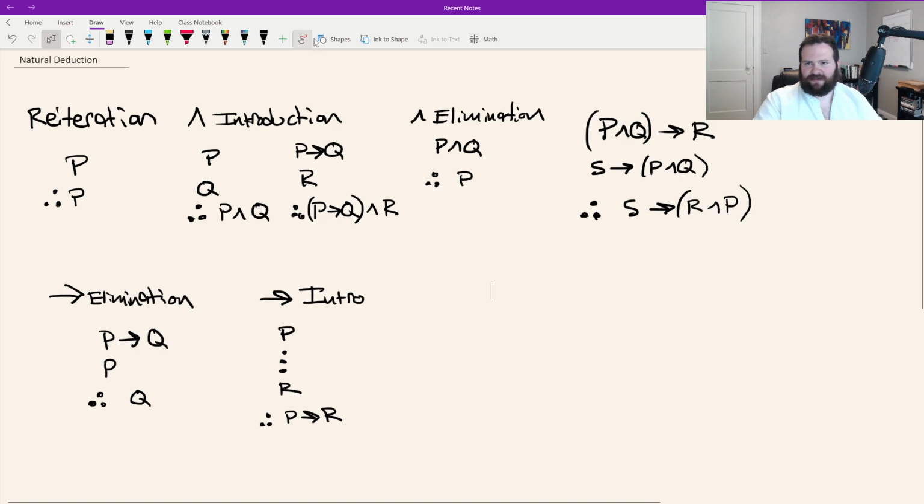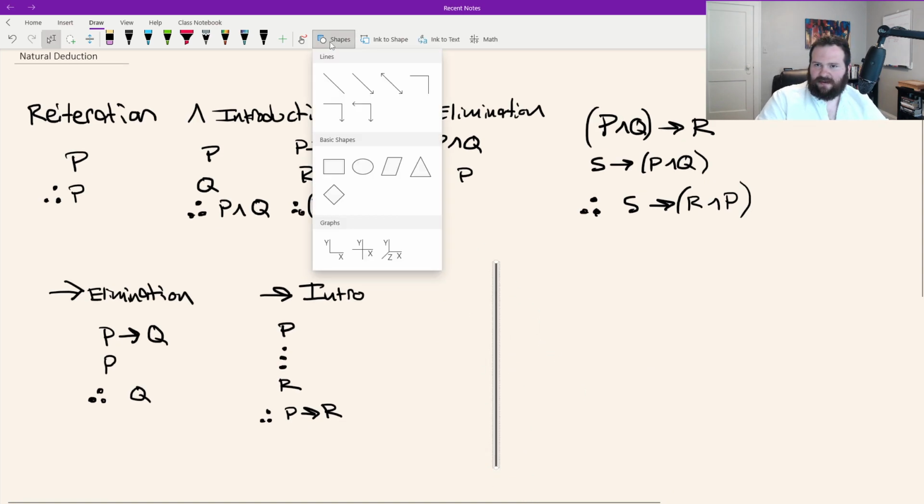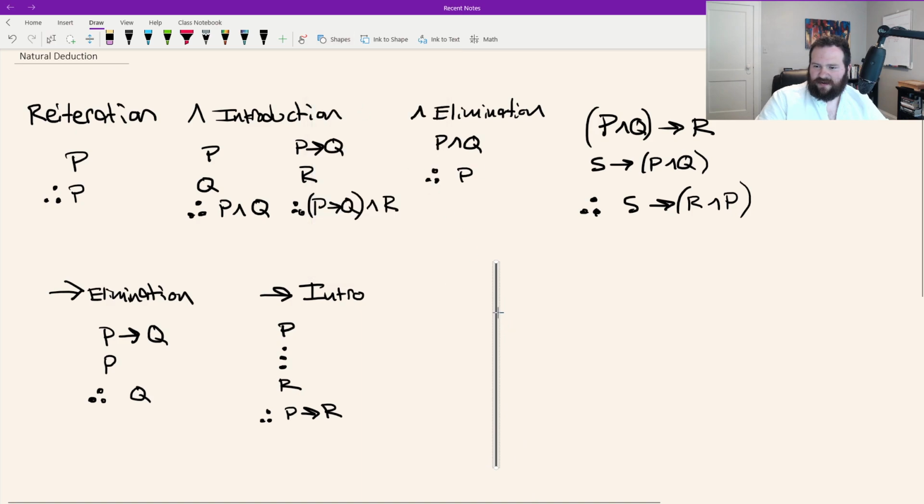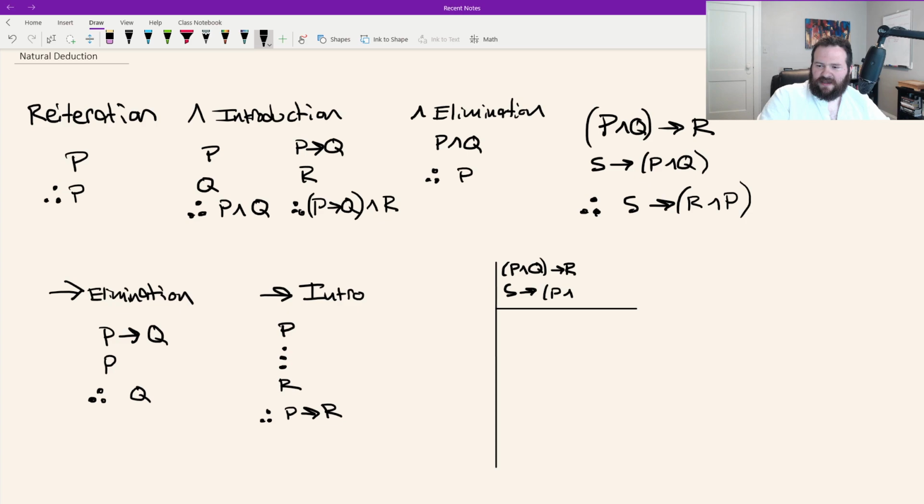Well, we're going to start the same way as always with a vertical bar and then a horizontal bar for our premises. Premise 1, if P and Q, then R. Premise 2, if S, then P and Q. Let's give them numbers, 1 and 2.